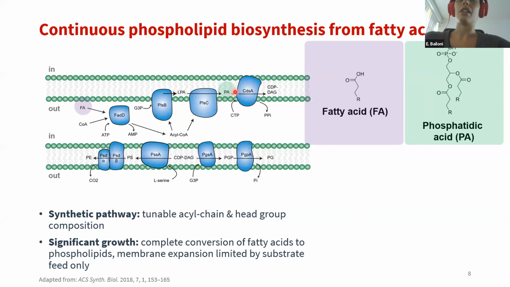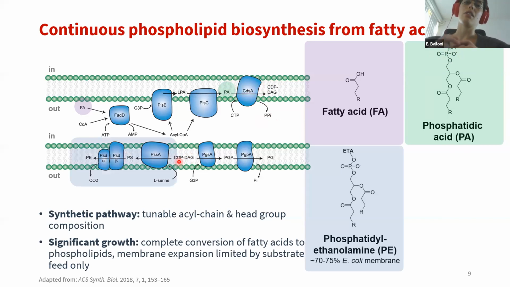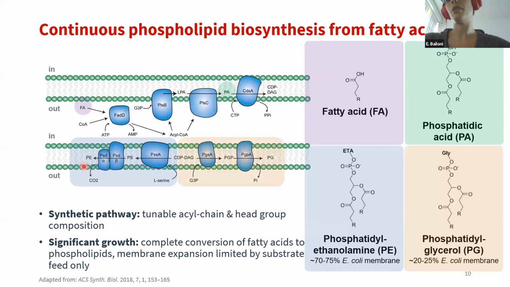Now, from the phosphatidic acid, we can proceed. There is a formation of an intermediate, CDP-DAG. And from CDP-DAG, he reconstituted the pathway in a branched fashion. On one side, he could form phosphatidyl ethanolamine, and on the other side, he could form phosphatidyl glycerol.